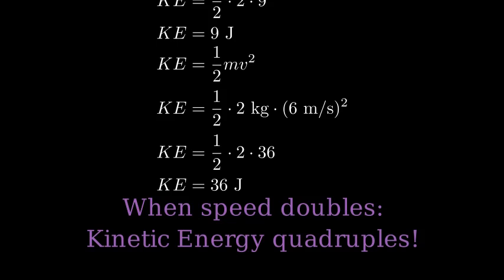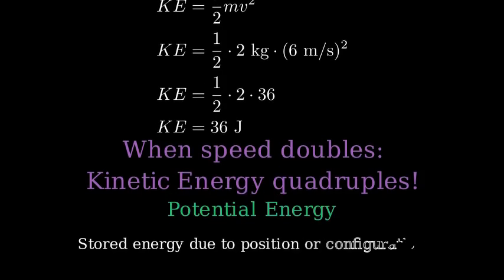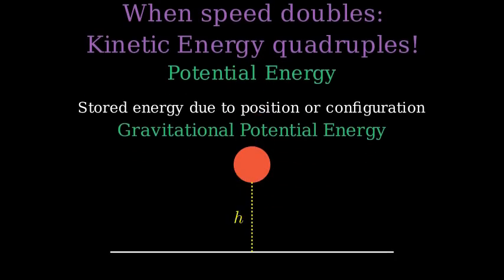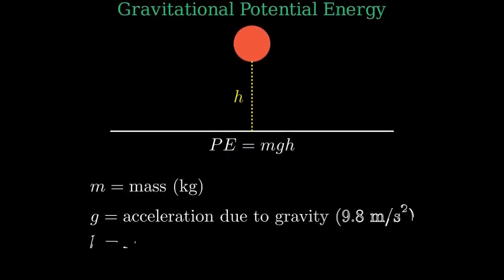Now, let's talk about potential energy. Potential energy is stored energy that an object has due to its position or configuration. It's energy that has the potential to be converted into kinetic energy. The most common type of potential energy we encounter is gravitational potential energy, the energy an object has due to its height above a reference point. The formula for gravitational potential energy is P equals mgh, where m is the mass in kilograms, g is the acceleration due to gravity, approximately 9.8 meters per second squared near Earth's surface, and h is the height in meters above a reference point.